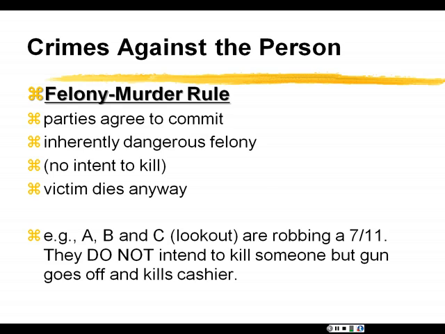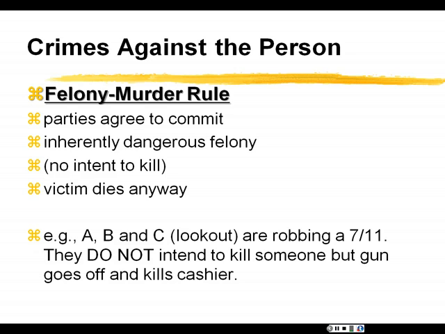They have a gun, and they don't intend to kill anybody, but A shoots, the gun goes off accidentally, and A shoots the cashier and kills the cashier. Under the law of what's called felony murder rule, since all 3 were involved in this inherently dangerous felony that they're committing, if someone dies, anyone dies in the act of that, all 3 of them will be legally liable under the felony murder rule for the same level of crime.